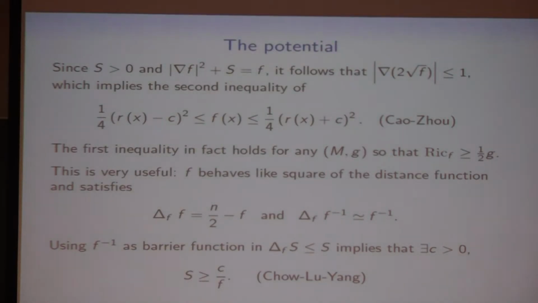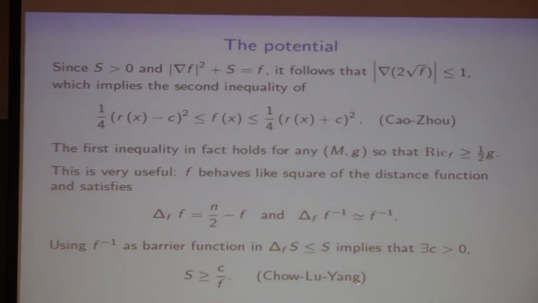By Laplace f, I mean the weighted Laplacian. So it's the Laplacian which is self-adjoint with respect to the weight e to the negative f. So it's a Laplacian that is defined by the weight. So 1 over f is a good function, and it verifies this equation.